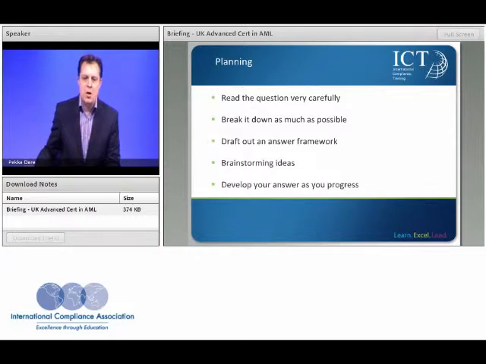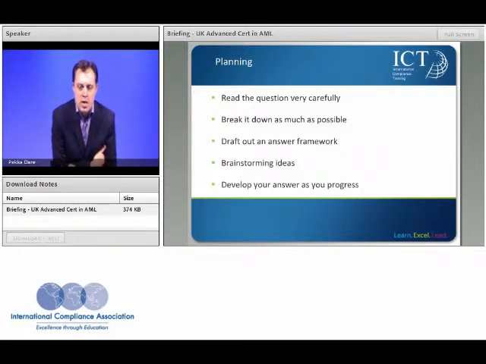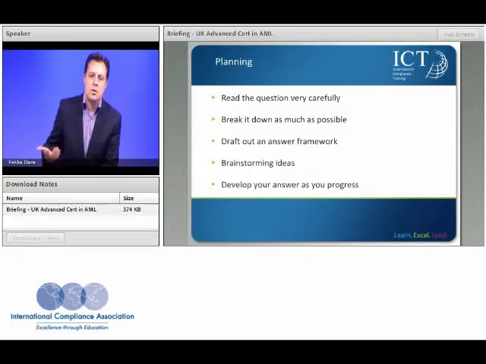So we also provide you advice in terms of ensuring your study and your answer to your questions is structured in a logical way. This includes brainstorming and providing an answer framework. Again, we'll give you lots of support and advice on this process during the course.